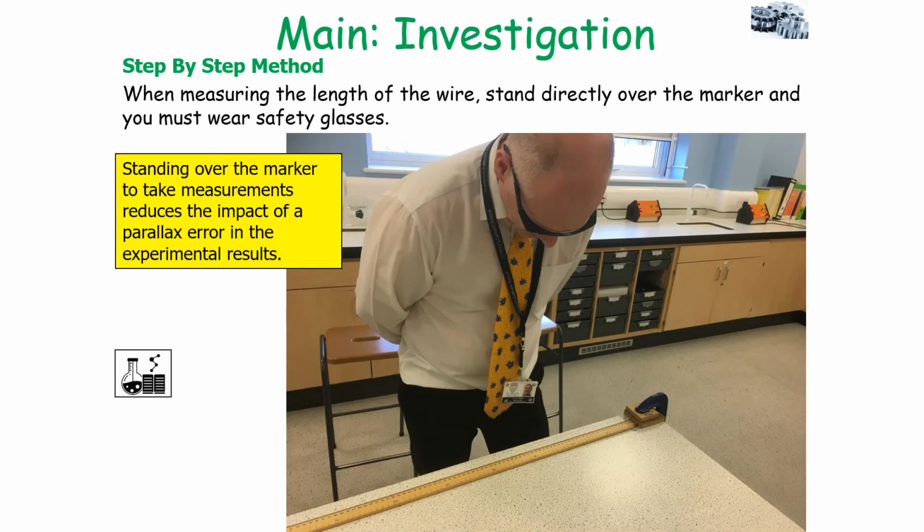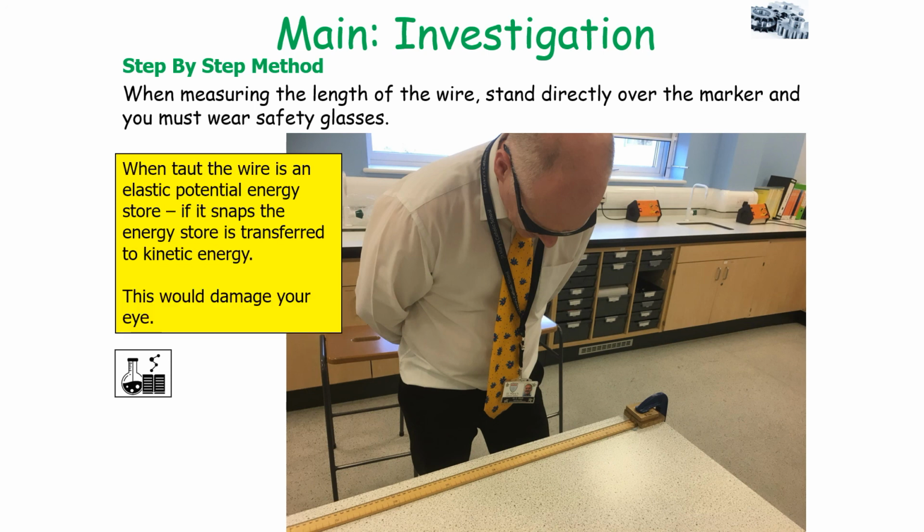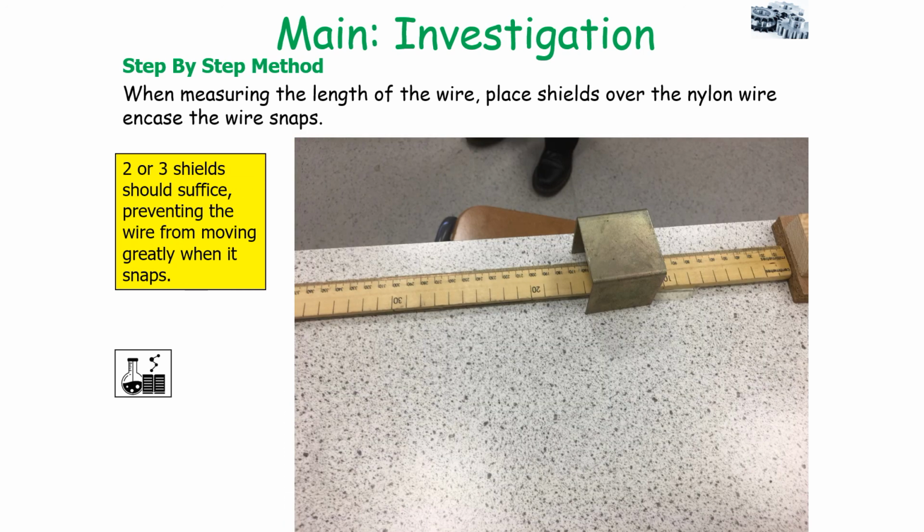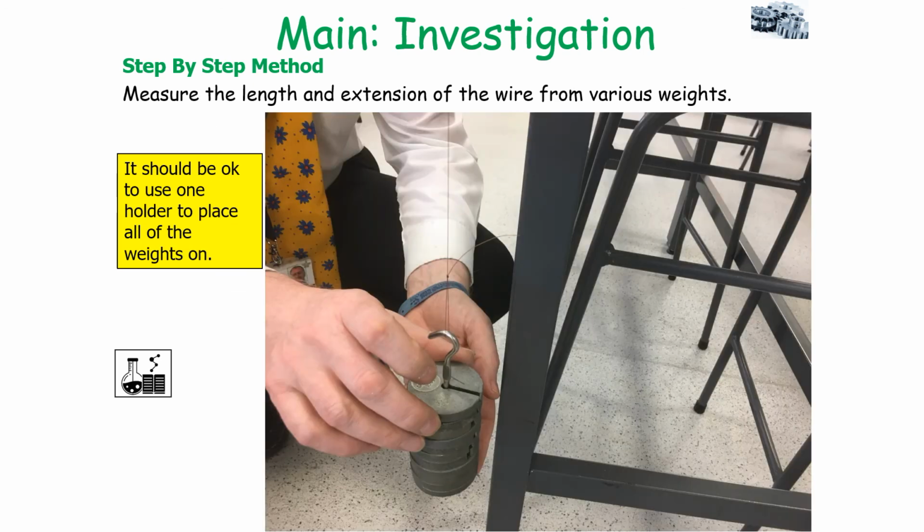Now when measuring the length of the wire, you should stand directly over the marker and wear safety glasses. Standing over the marker to take measurements reduces the impact of parallax error in your experimental results. Also note that when the wire is taut, it is an elastic potential energy store, so if it snaps, this energy will transfer to the kinetic energy store and could possibly damage your eyes when it moves. So you should place 2 or 3 shields across the wire to prevent it moving greatly when it snaps. You should then measure the length and extension of the wire for various weights.